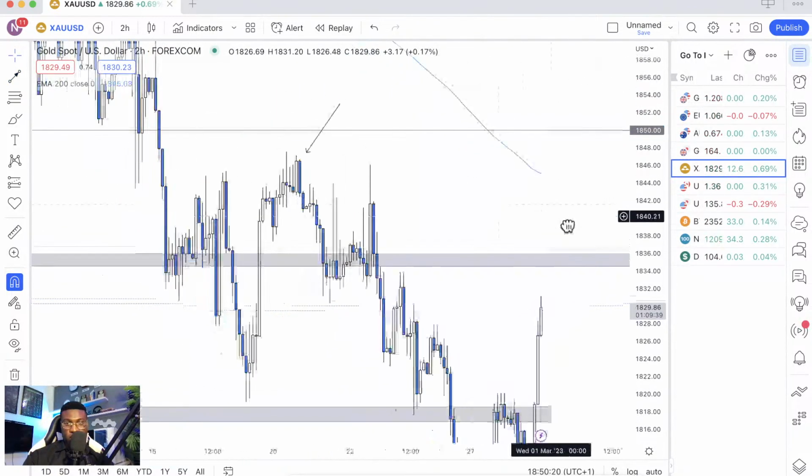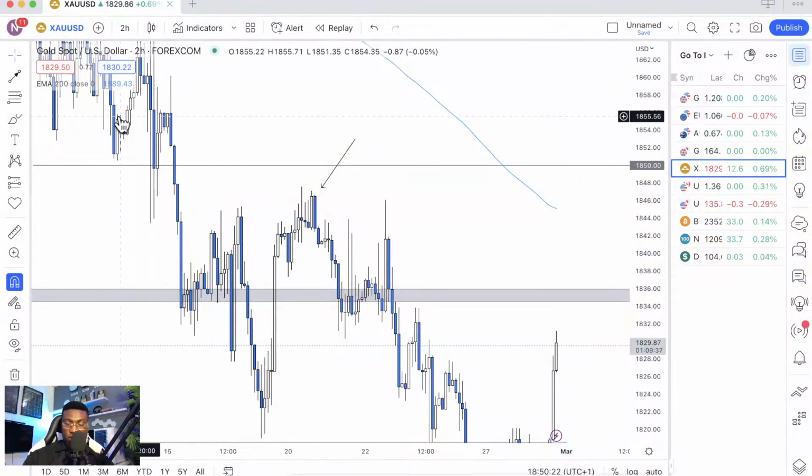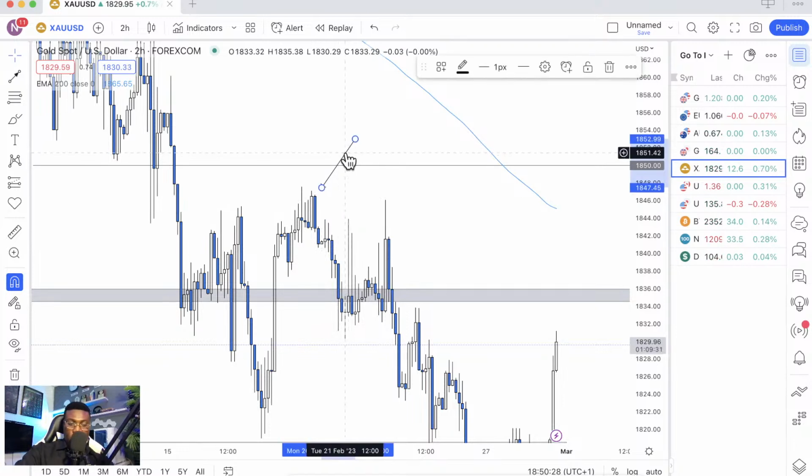So for low liquid pairs, this is gold. Gold is a high volatile pair, so it can be easy for you to find order blocks in the gold markets.